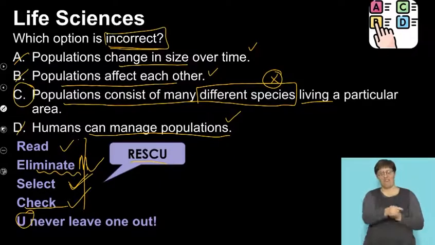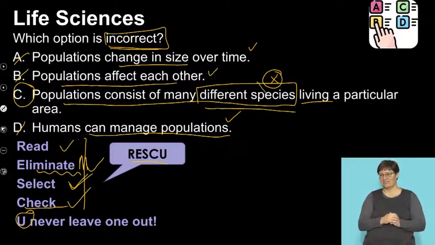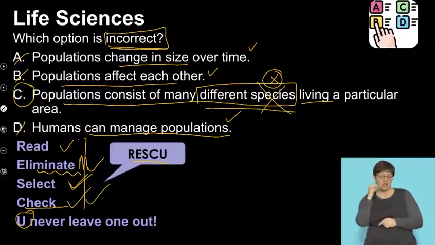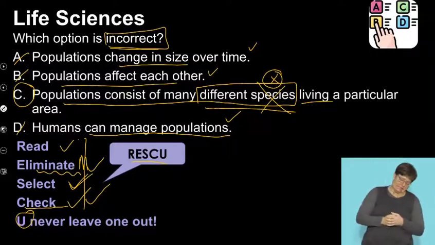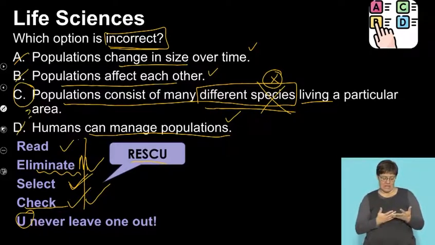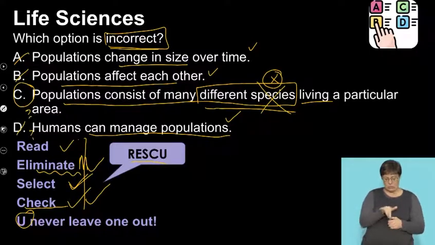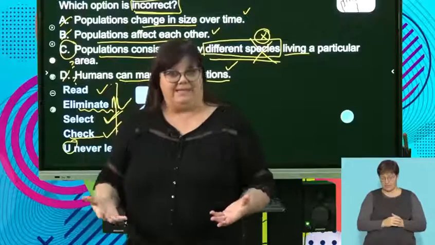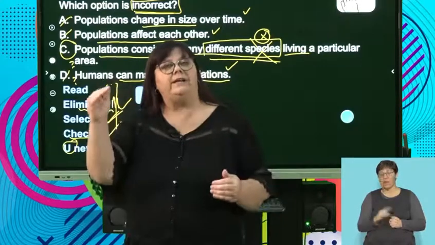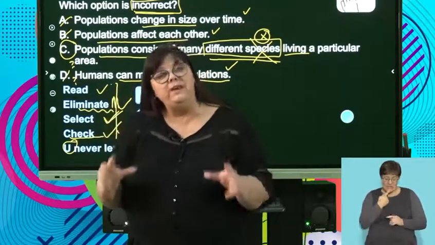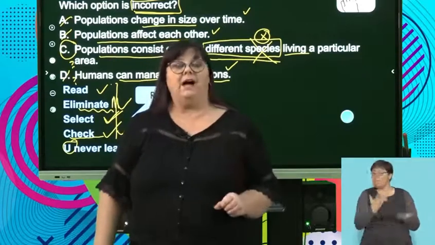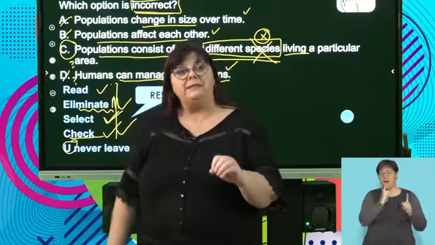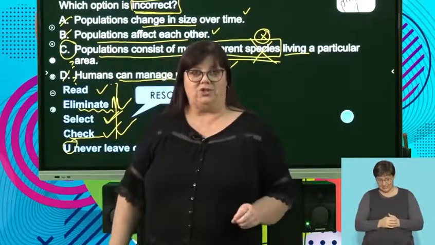Populations consist of many different species. No, they consist of the same species. So I've checked it and I haven't left it out. If I wasn't sure and I got down to maybe it's C, maybe it's D, I should still then guess. But only after I have gone through this very important selection process. And that is how you answer a multiple choice question.